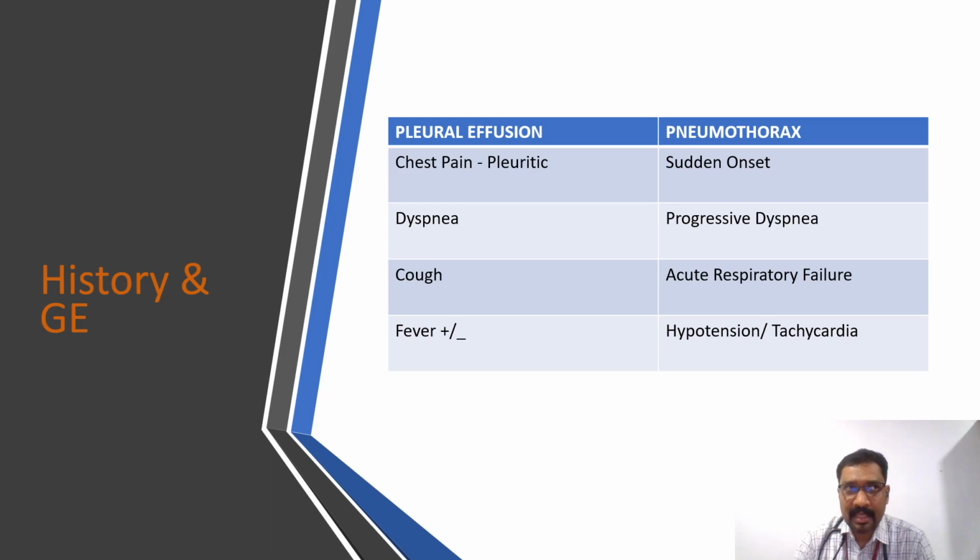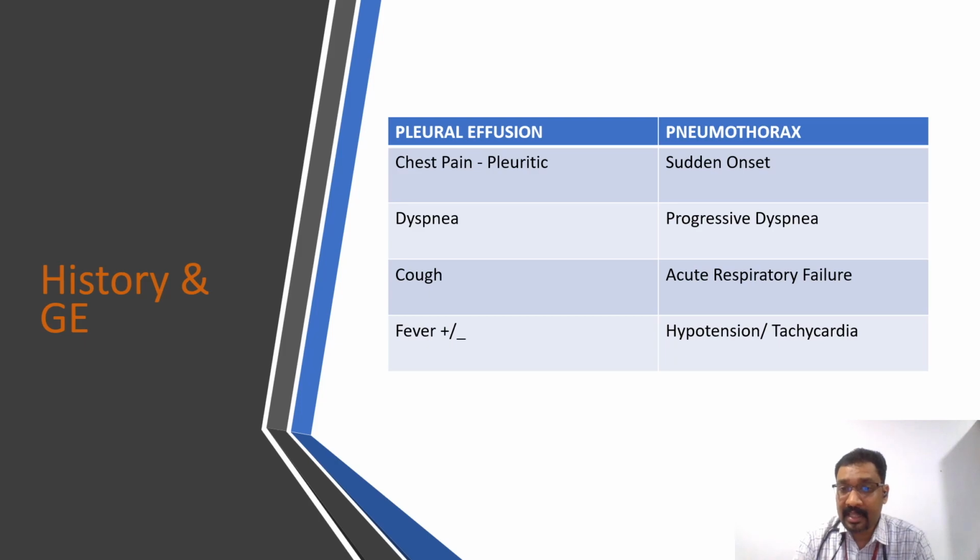However, in pneumothorax, where air is accumulating, the symptoms are usually sudden in onset, and the progression of the dyspnea is usually rapid. These patients can go into acute respiratory failure, and one of the important general examination findings would be that patients can have cyanosis and other features of acute respiratory failure.